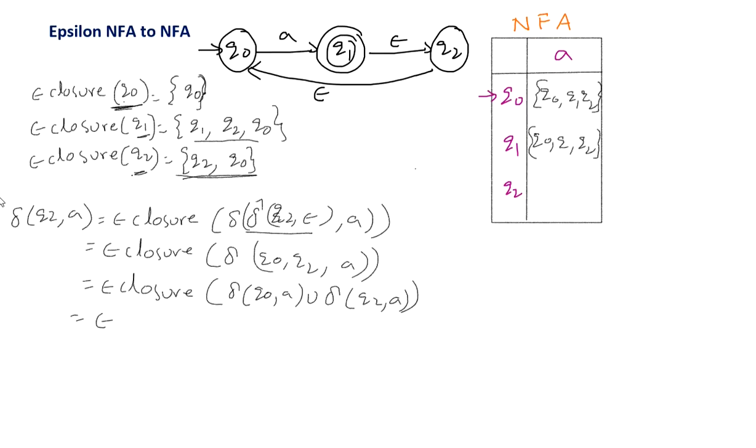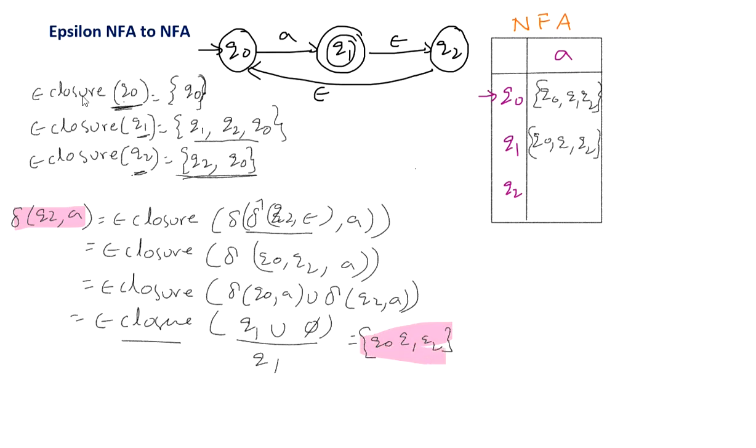So epsilon closure of Q0 on A, it is moving to the state Q1, union Q2 on A, it is not defined, it is phi. So when you perform union operation, you are going to get Q1. So epsilon closure of Q1 is Q0, Q1, Q2. That means delta of Q2 on A is moving to the state Q0, Q1, Q2, so in the NFA we can write it as Q2 on A, Q0, Q1, Q2.